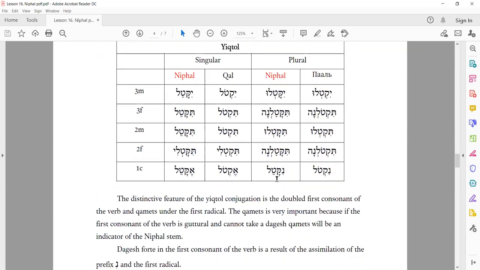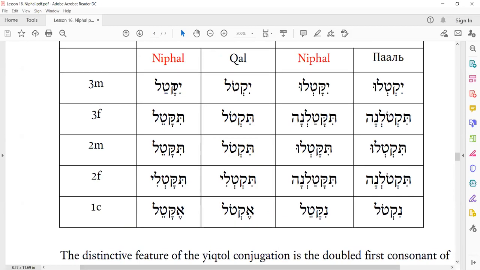So now let's go to yiktol. With the yiktol, it is a little bit more complicated, but not very much. So the form would be yikatel. Pay attention to this important issue. It has dagesh forte in the first radical, the first consonant of the root, and it has kametz as a vowel, kametz and dagesh forte. These two indicators will always help you to identify that it is a yiktol of Niphal, especially kametz, because if the first letter of the root is guttural, it cannot take dagesh, so you will not have dagesh here, but kametz will always be here. And this kametz will help you to identify that this is a verb in Niphal stem.